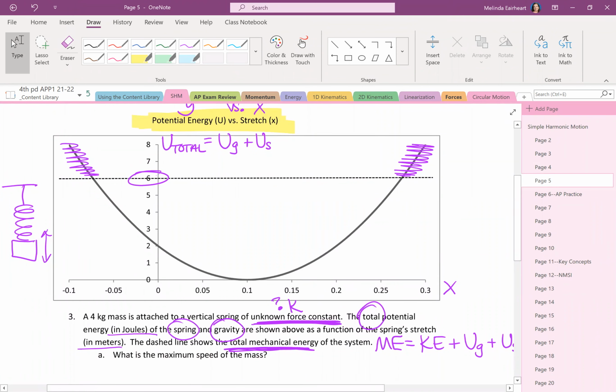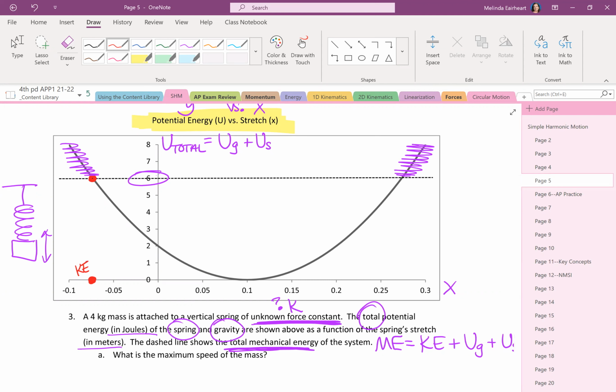There's special places on the graph. There's special places for simple harmonic motion. Would you agree that 6 joules, when plotted, is a maximum potential energy? What's the kinetic energy if all your mechanical is in the form of potential? 0. So I'm going to come down here to the 0 joules and say KE right there. I'm going to plot a kinetic energy graph just to help make sense.